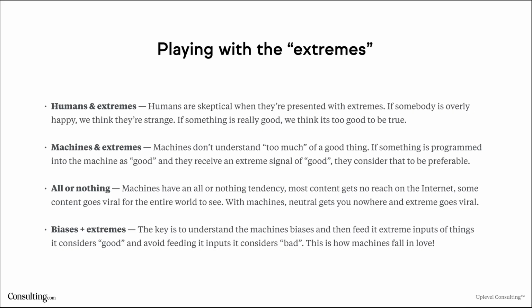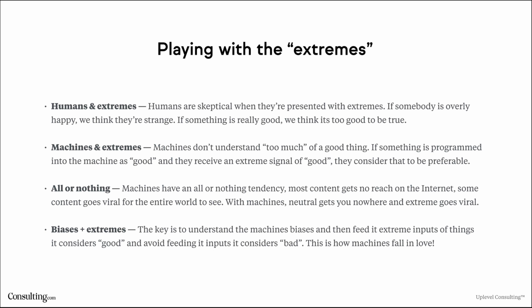Well, that is because machines have an all or nothing tendency. And those all or nothing tendencies are triggered by extremes. With machines, neutral gets you nowhere, and extreme goes viral. So remember that: neutral, nowhere; extreme, viral. And understand that machines have this all or nothing kind of tendency.